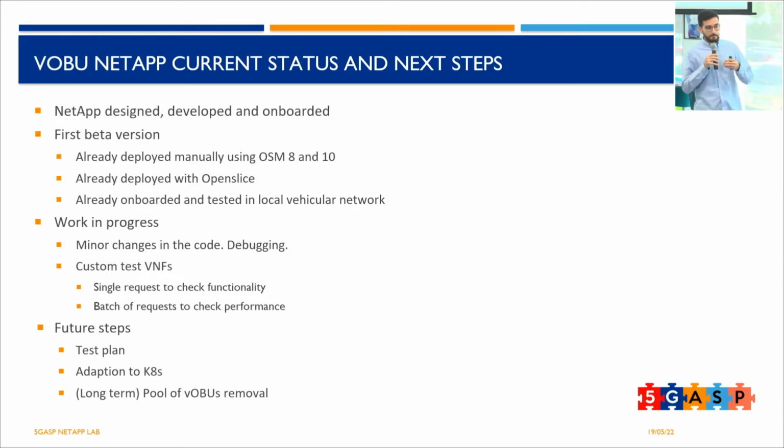For example, asking for data, for some information that is already cached, or information that is not, so we have to go through all the path to the physical OBU. And in future plans, as I said, we also want to adapt it to Kubernetes, and maybe make some changes in the management of the virtual OBUs.